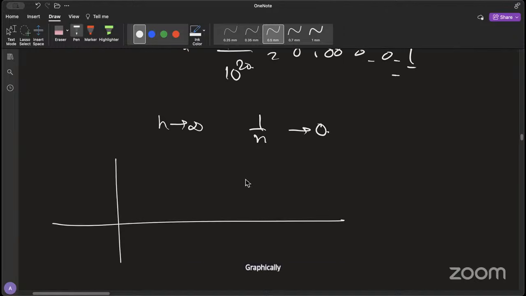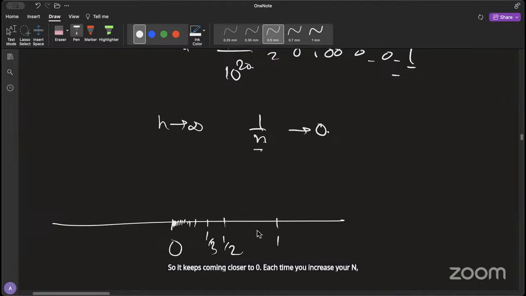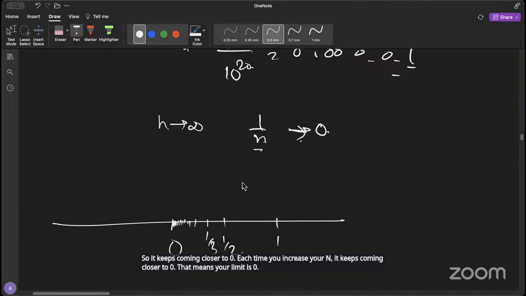Graphically, if you plot these points on the x-axis, you don't need the y-axis here. It will be like this. If this is 0, then you will have 1 here, 1 by 2 here, then 1 by 3 somewhat here, and then it goes like this. So it keeps coming closer to 0. Each time you increase your n, it keeps coming closer to 0. That means your limit is 0.